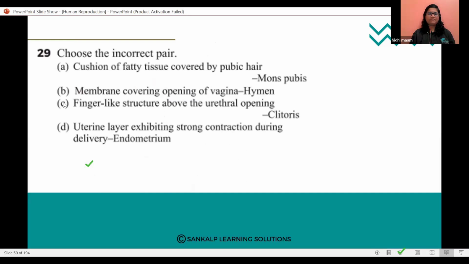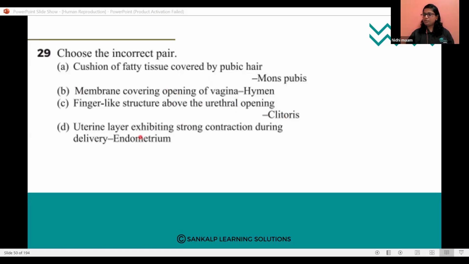Choose the incorrect pair. Again, choose the incorrect pair. Cushion of fatty tissue covered by pubic hair is called mons pubis. Membrane covering the opening of the vagina, hymen. Finger-like structure above the urethral opening is called clitoris. Uterine layer exhibiting strong contraction during delivery, endometrium. Which is an incorrect pair here?